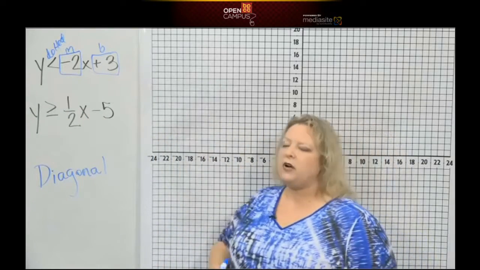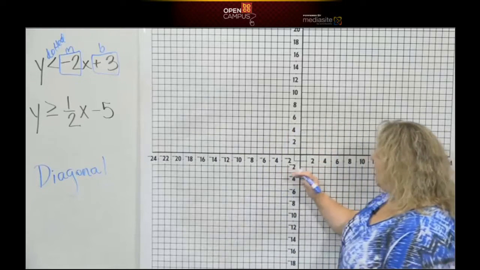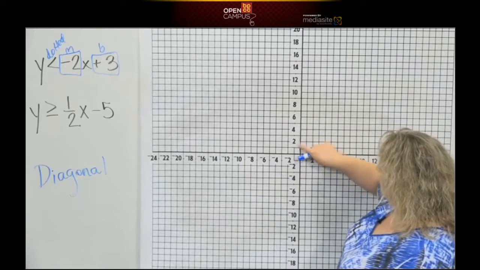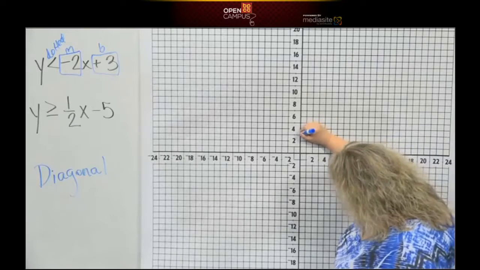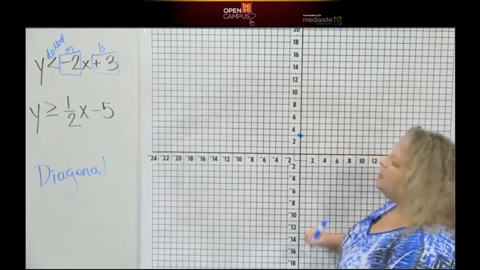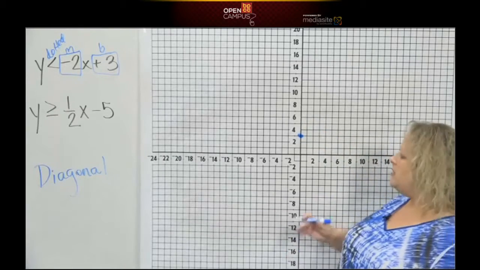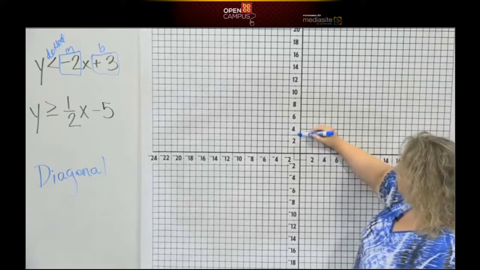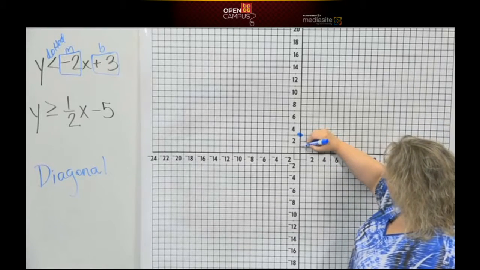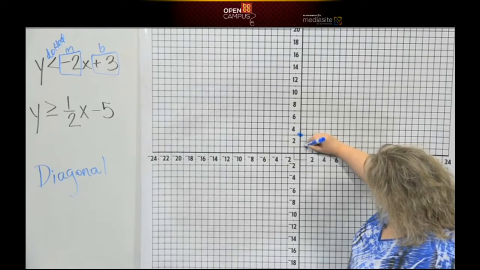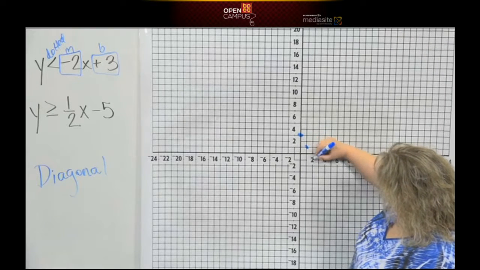So I'm going to start at positive 3. So I go to my y-axis right here, find 1, 2, 3. There's my dot, first point. My slope is negative 2 over 1, so let's graph that. Negative 2 over 1 means down 2, over 1. Down 2, over 1.